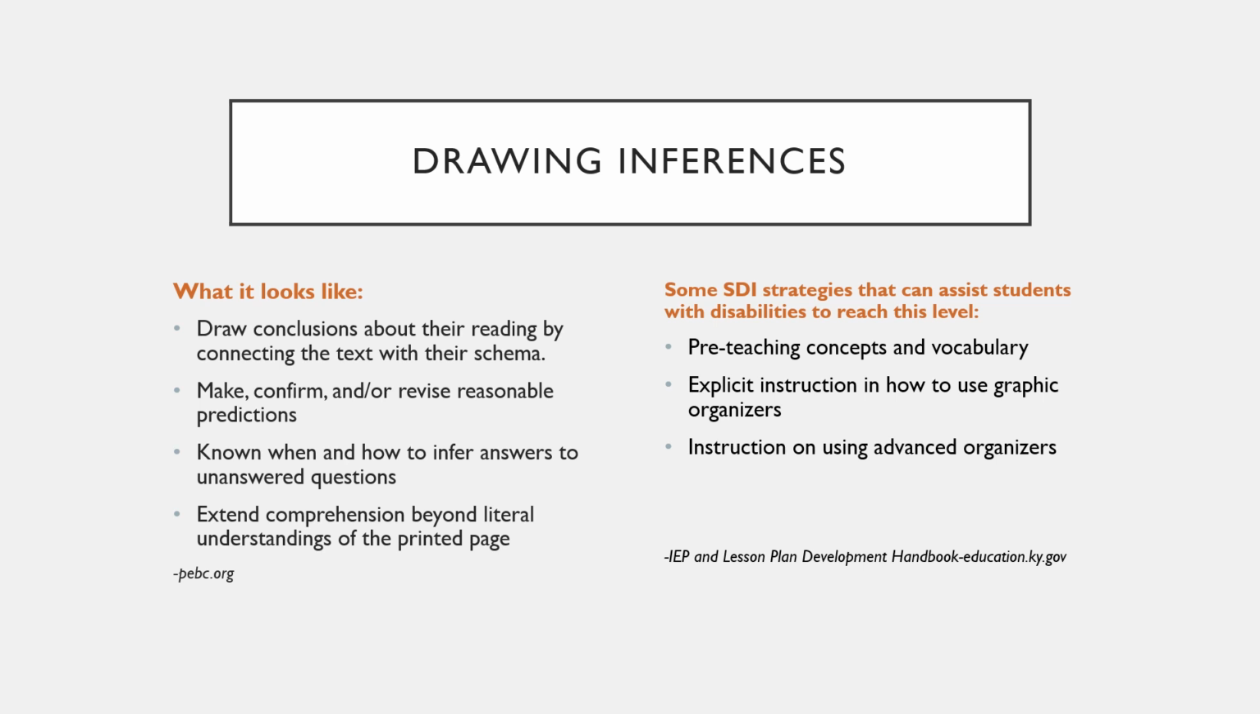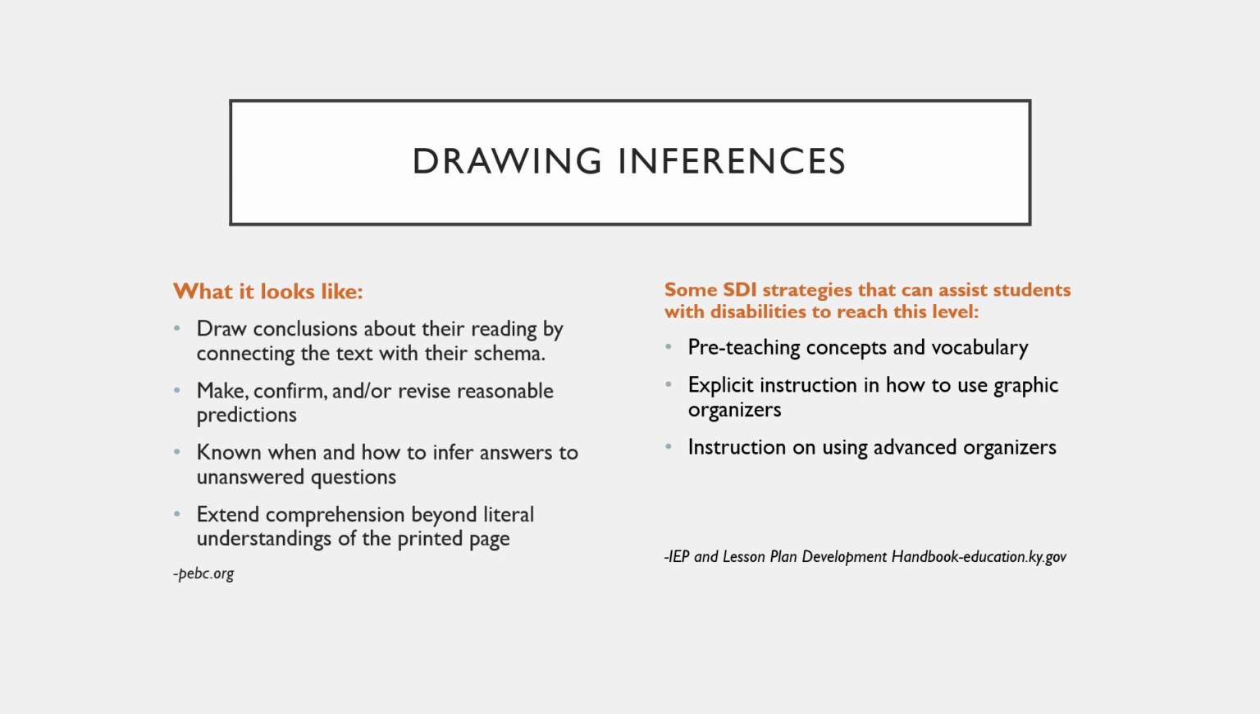And with this one, it would be important to let the kids know that there's more than one right answer, that just because their answer is different from their friends', that doesn't make their answer wrong. But it is important for them to know that they have to be able to support their answer with evidence from the text. So anything that would be reasonable would be acceptable. They would know when and how to infer answers to unanswered questions, and then extend that comprehension beyond the literal understanding of that printed page.